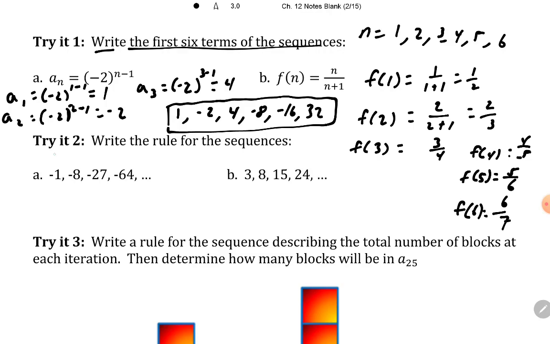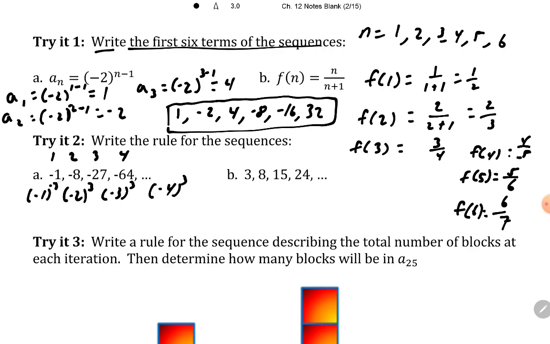So we need to remember that if we plug in 1, we get -1. If we plug in 2, we get -8. Plug in 3, we get -27. If we plug in 4, we get -64. So we need to figure out some sort of rule. So let's see what's going on. If we notice, 8 is the cube of 2. So you could say this is -2 cubed. -27 is -3 cubed. And -64 is -4 cubed.